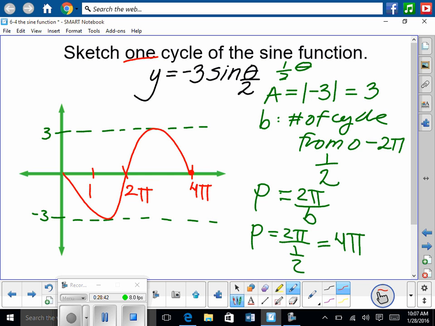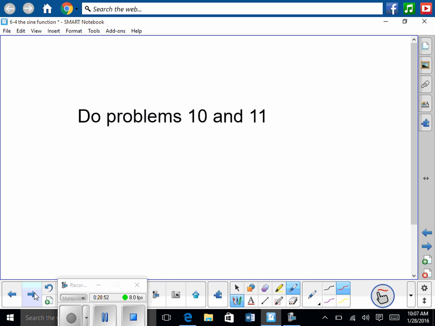Cutting 2 pi in half is 1 pi. So this is 1 pi, 2 pi. This would be 3 pi. That's as detailed as you need to get. We all comfortable with these? Okay, I need you to do 10 and 11.